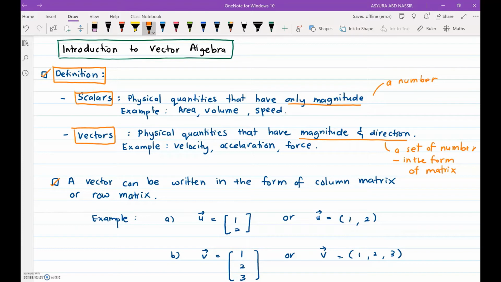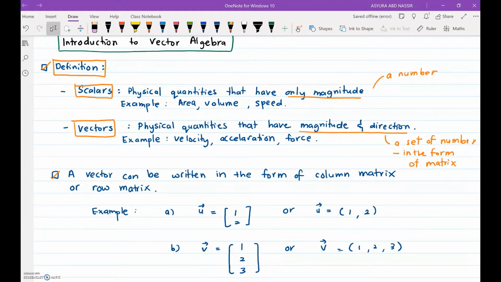Now let's see what a vector is. A vector can be written in the form of a column matrix or a row matrix. For example, here we have U. U is a vector, U equals (1, 2) as a column. Or you can also write it as a row matrix, U equals (1, 2). This is a 2 by 1 matrix. And this is 3 by 1. V equals (1, 2, 3), which can also be written as a row matrix.